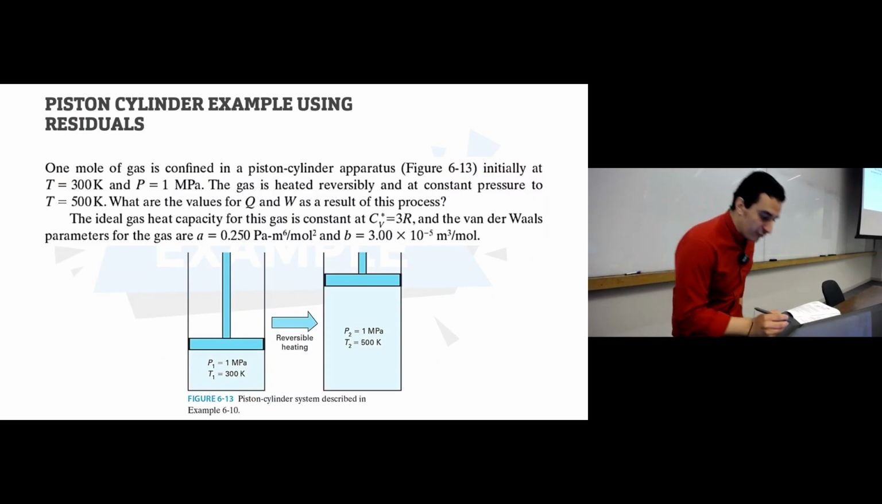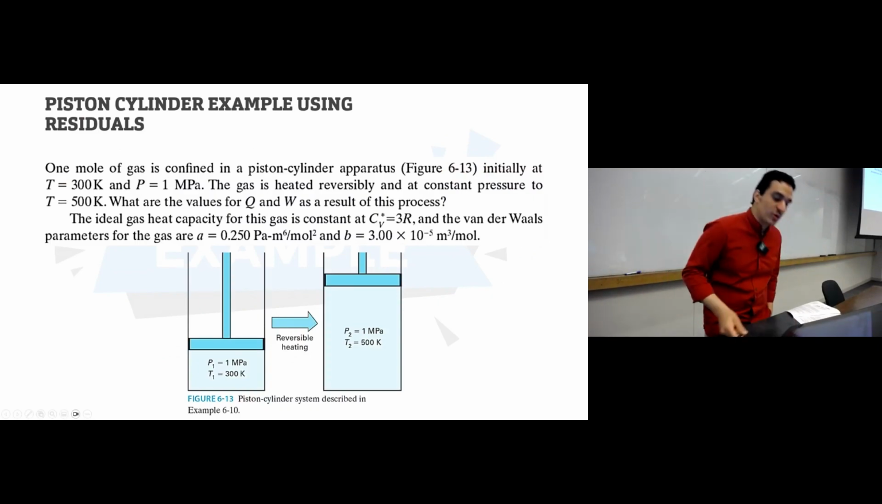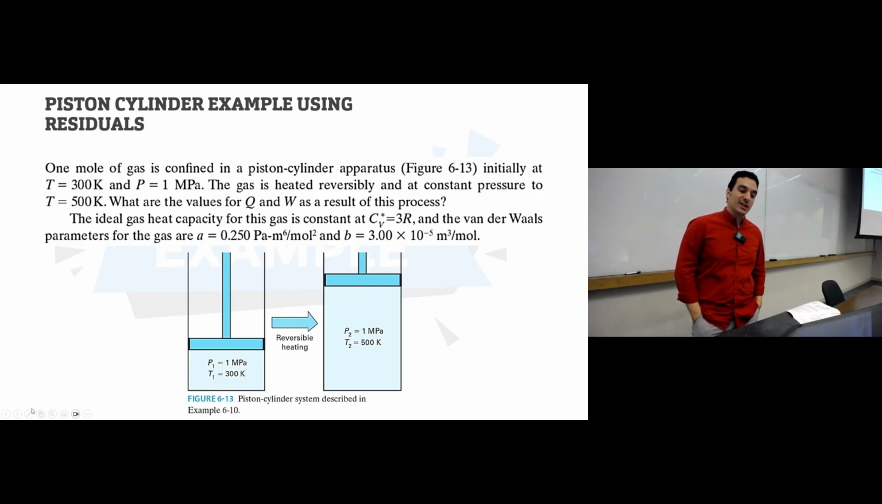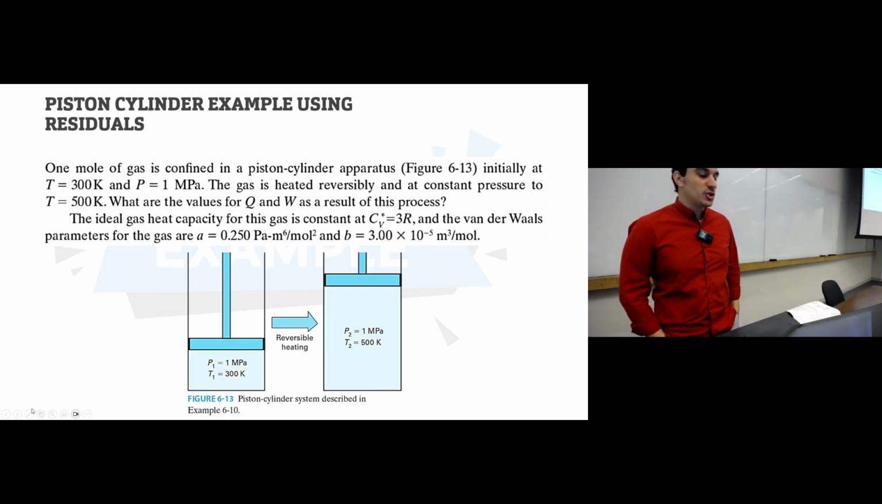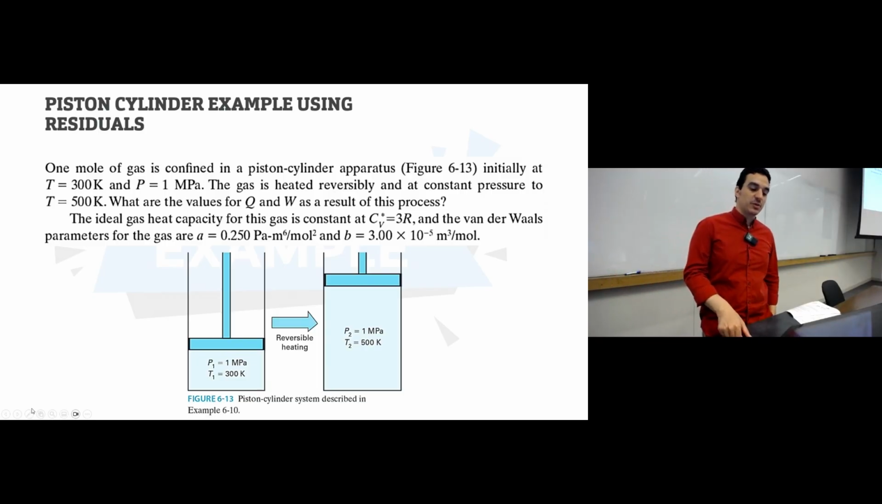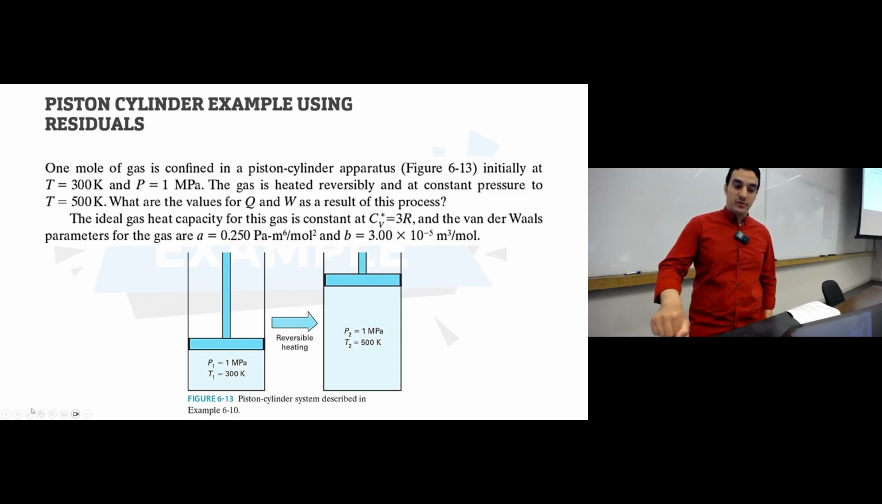So let's start with the first one. The first example says we have 1 mole of gas. This gas is confined in a piston cylinder. Initially at 300 Kelvin, 1 megapascal, the gas is heated reversibly at constant pressure to 500 Kelvin. What are the values of Q and W that result from this process?